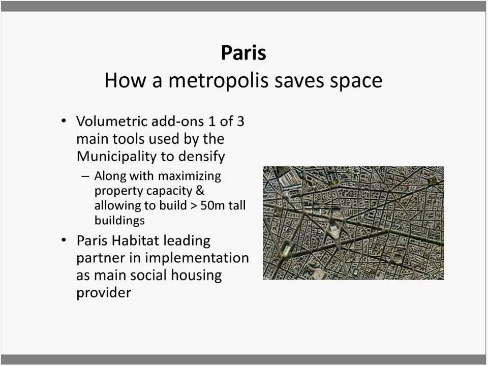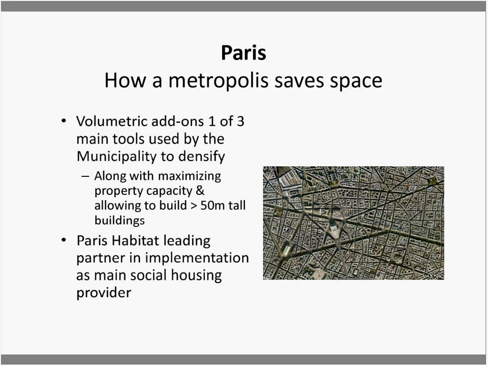A little bit down south from here we go to Paris, and we heard from Paris Habitat, which is one of the largest social housing providers within the city of Paris. Paris is facing a real lack of affordable housing within its perimeters. And what we have been told, which is very interesting for the community, is that when we have this political will, we will really see this type of project start to flourish. Volumetric add-ons have actually been included as one of the tools used by the municipality to densify.